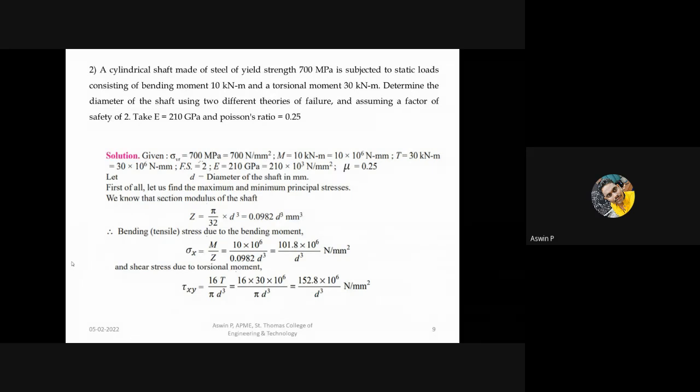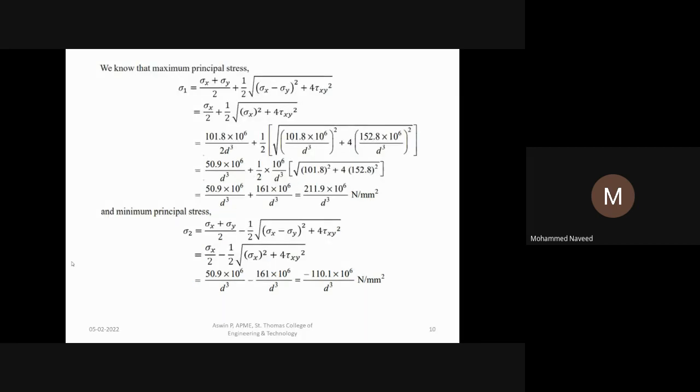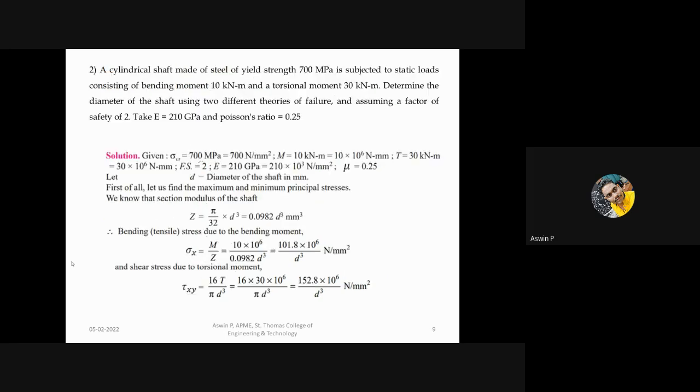Please tell me what is the value of sigma 1 and sigma 2 you found? 152.8. Sigma 1 is 211.9 into 10 raised to 6 divided by d raised to 3, and sigma 2 is equal to minus 1101 into 10 raised to 6 divided by d raised to 3. You should check what the units are. I think there may be a mistake with you.